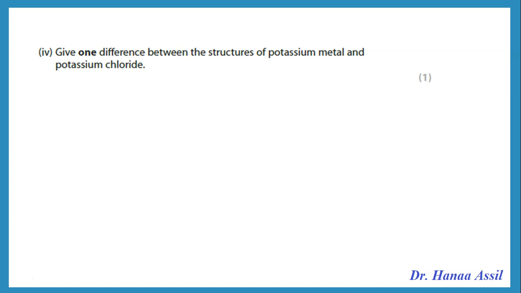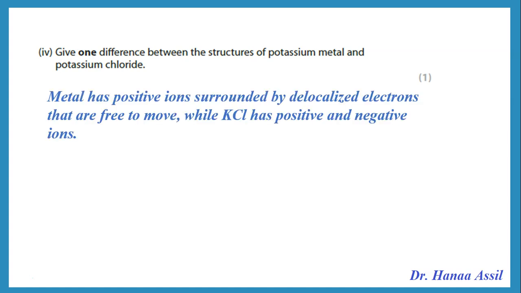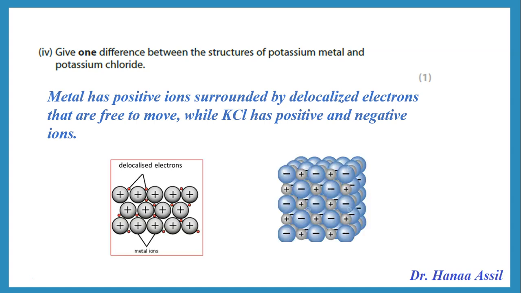Give one difference between the structures of potassium metal and potassium chloride. Of course, what is the difference? The metal has positive ions surrounded by delocalized electrons that are free to move. But the potassium chloride, the ionic compound, has positive and negative ions.